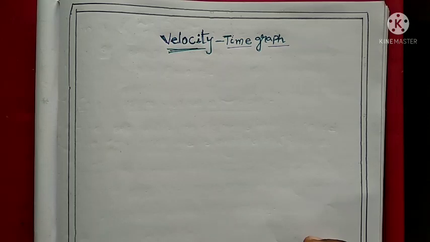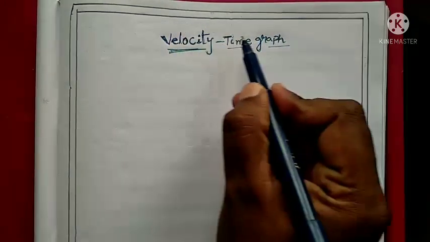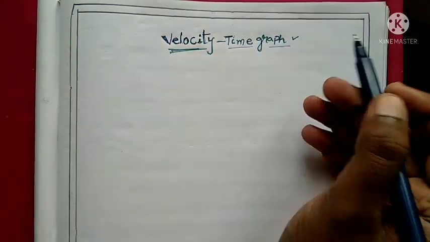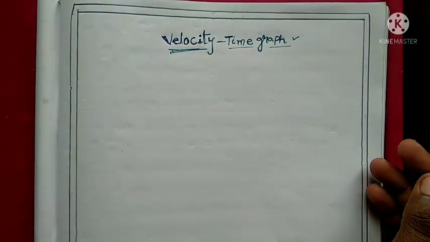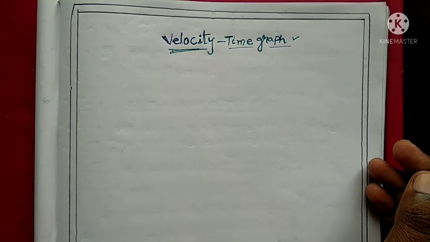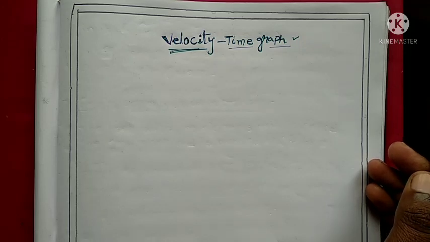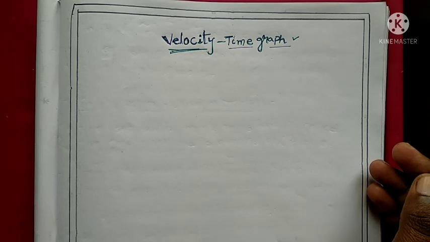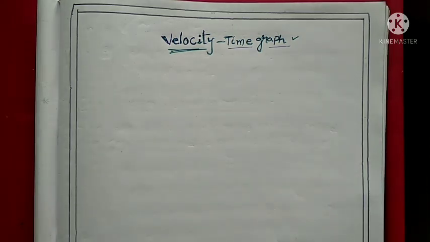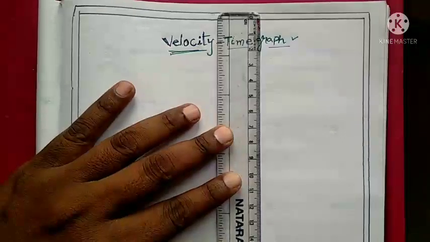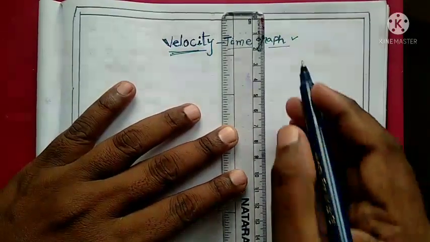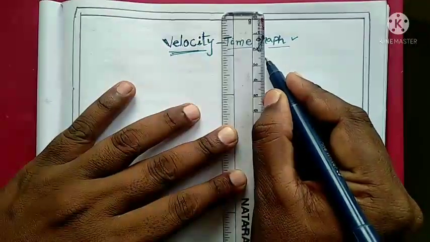In this session, we are learning the concept of velocity versus time graph, and how to draw it. In this graph, the velocity is plotted on the y-axis and time on the x-axis. So first, you should know how to draw the graph. Now take a scale for the graphical representation.